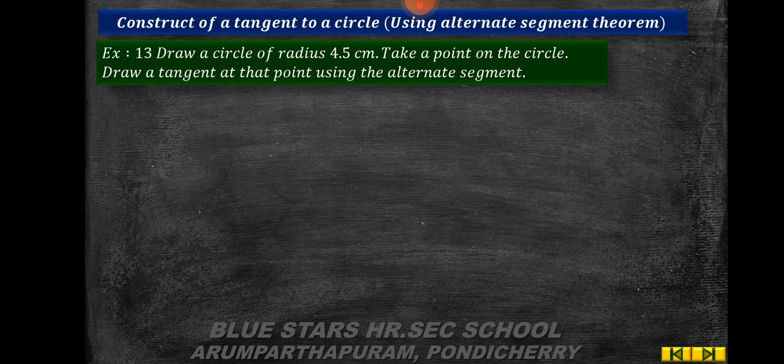Draw a circle of radius 4.5 centimeter. Take a point on the circle. Draw a tangent at the point using the alternate segment. We already saw example 4.30, so same model.